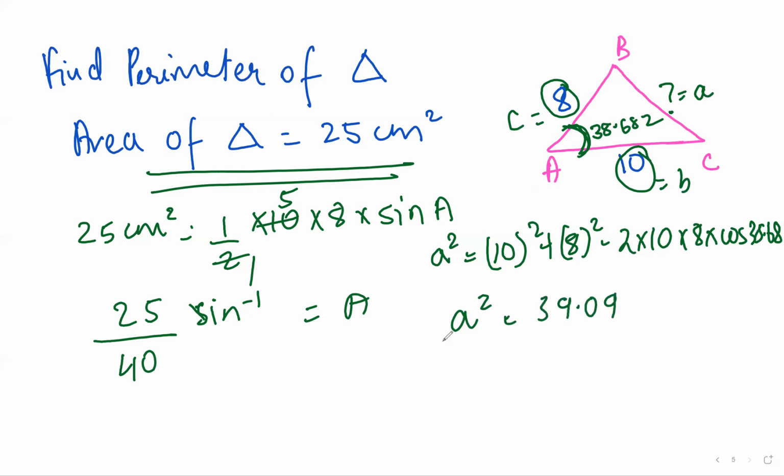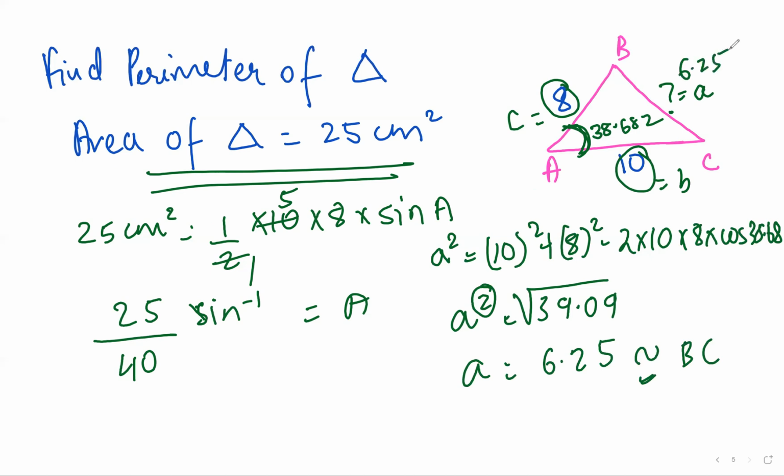Remember, I don't want A square, I want only A. So take square on another side becomes root. So A is equal to 6.25, which is equivalent to BC. So I got this as 6.25. So now perimeter will be adding all these sides. So 8 plus 10 plus 6.25 is the perimeter, which is 24.25 centimeters. That is it, kiddos.